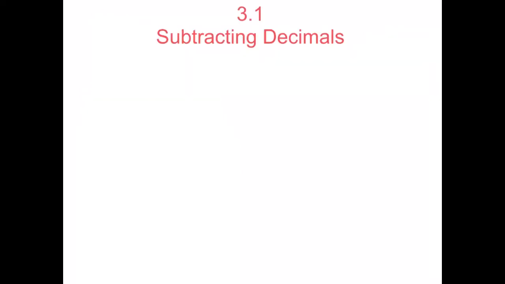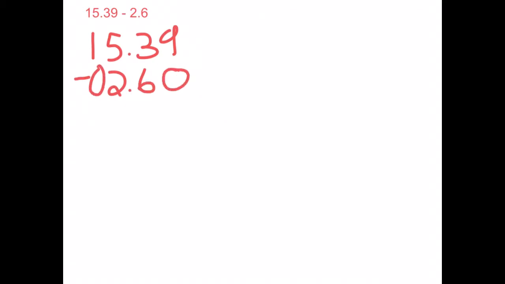Lesson 3.1 continued. Subtracting decimals. So, for this problem, it is subtraction. So, you still have to line it up vertically, just like the last problem. So, you go 15.39 minus 2.6, and put your zeros in for placeholders, equals 9 minus 0 equals 9.